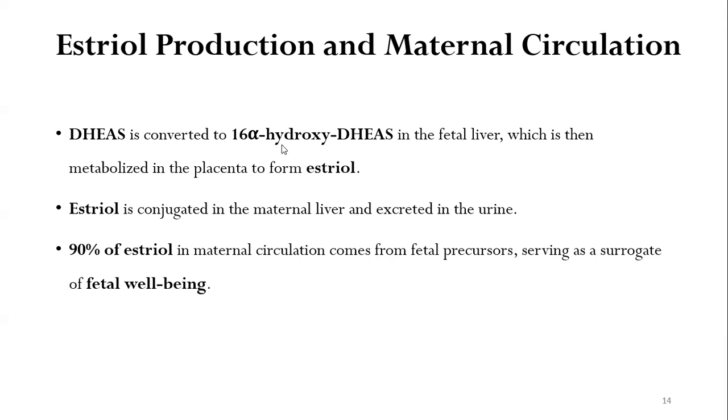90% of estriol in the maternal circulation comes from the fetal precursors, serving as a surrogate of fetal well-being. So for this estriol in the maternal circulation, the main precursor is the fetus, and this estriol is actually a surrogate of fetal well-being. So if the estriol level is low, this indicates that there is some problem with the fetus.